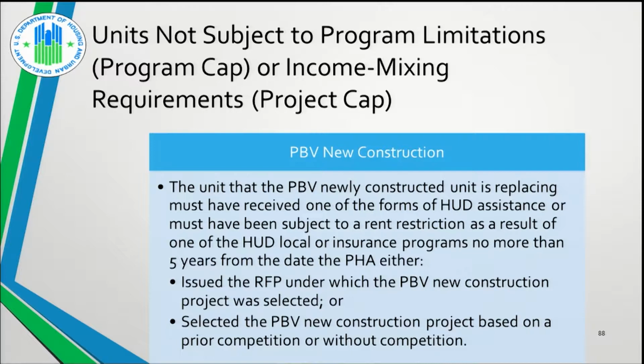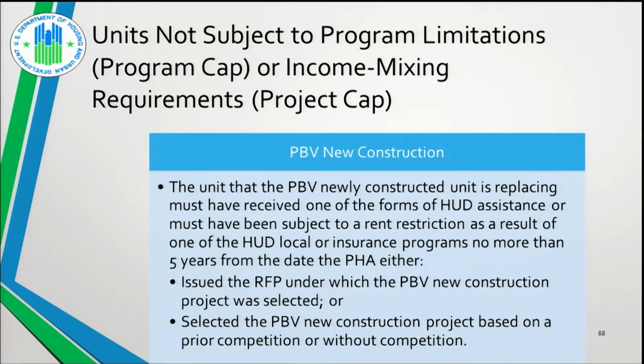If the existing or rehabilitated project was selected based on a prior competition or without competition, then the date of selection used to determine if the 5-year threshold has been met is the date of the PHA written notice of owner selection. Moving on to PBV New Construction.